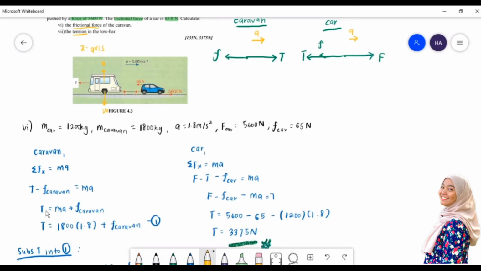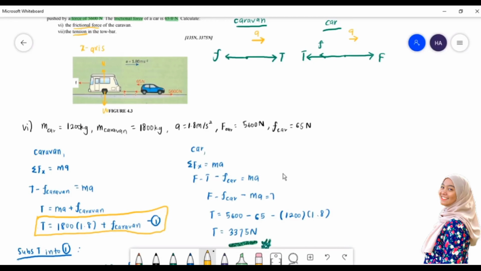So, kita cari T and also f caravan sebab kita tak tahu tension dan juga friction caravan. Kita hanya tahu mass of the caravan and the acceleration. So, kita masukkan dengan mass of the caravan and the acceleration. Okay. So, dia akan jadi equation yang pertama. Okay. This is the first equation sebab kita tak tahu the tension and the frictional force of the caravan.